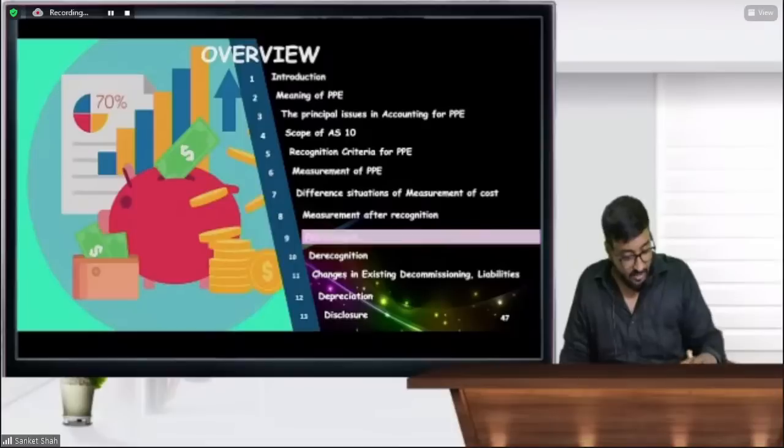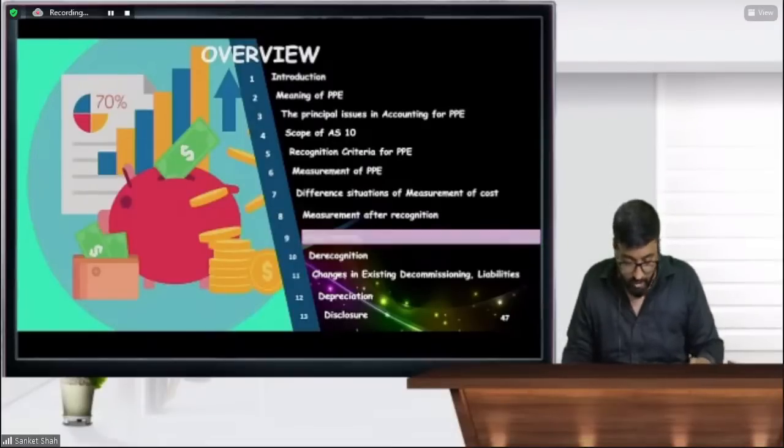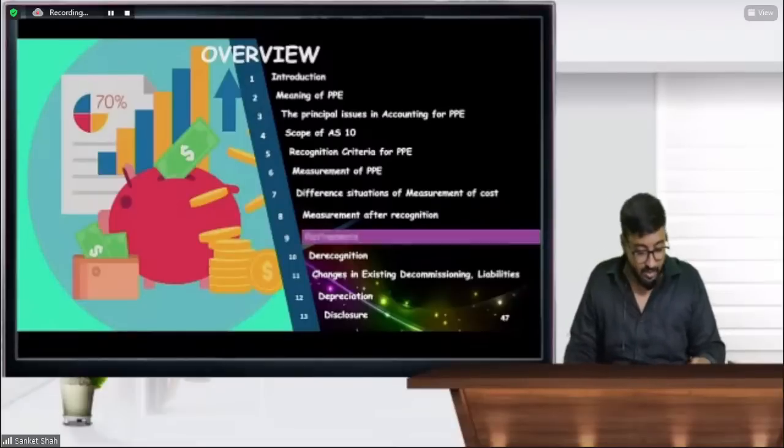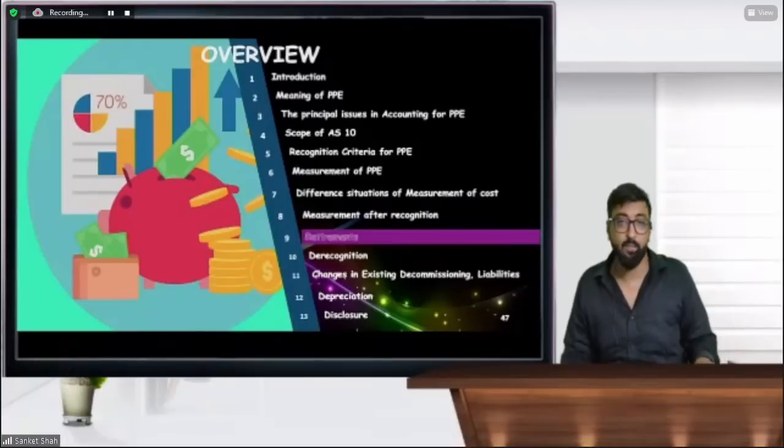And in the next session, we are going to meet with the remaining part of the standard, that is retirement, recognition, changes in the existing, decommissioning and liabilities, depreciation and disclosures. Carrying amount means beta, WDV, written down value. Okay. Too many examples, 10 examples we have completed.